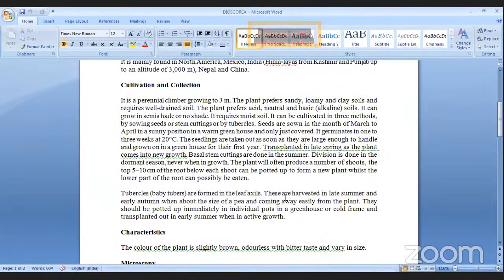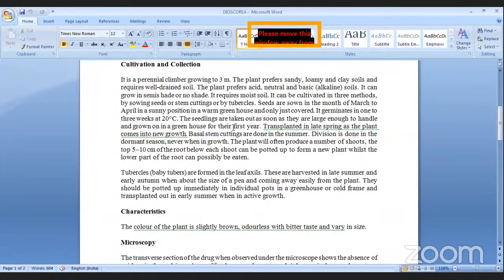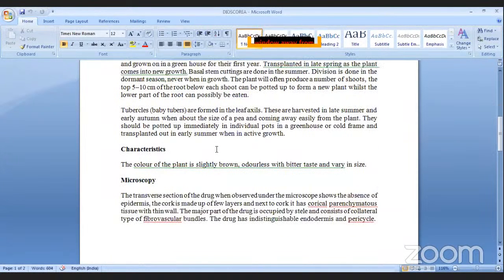It requires specific soil conditions for propagation. I'm not giving the details of its cultivation and collection. You can refer to the notes which we give in the classroom. And next is the characteristics.